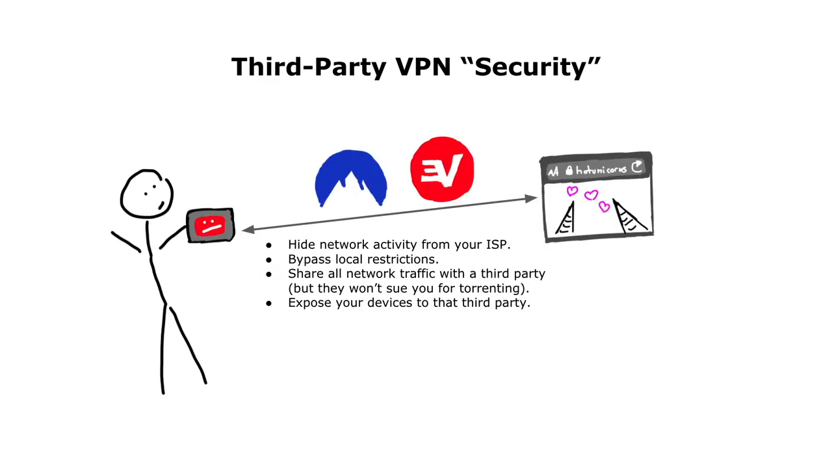When talking about VPNs, the most popular setup won't provide any security at all. Third-party setups only hide network activity from internet service providers, but the third party would still see all the traffic. Moreover, this third party indirectly gets network access to their customers' devices. Nonetheless, they are very popular because they can bypass local restrictions. For example, ExpressVPN works in China and is required to access services like Twitter.